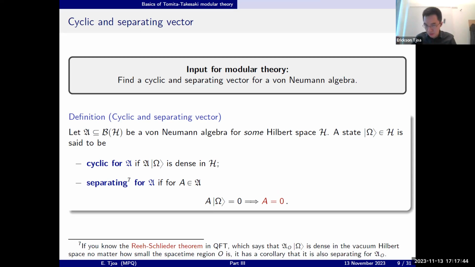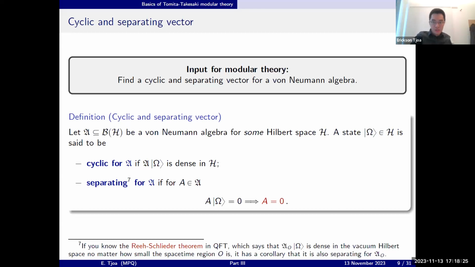First, you need an input. The first input you need is a cyclic and separating vector for a von Neumann algebra. This is something that I mentioned last session, but let me recall the definition. I give you a von Neumann algebra, which is a subalgebra of bounded operators acting on some Hilbert space. Now, a state in that Hilbert space is said to be cyclic for this algebra if you can essentially generate every vector by applying some operator there. The technical term is that the algebra multiplied by the vector is dense in the Hilbert space. And it is separating for this algebra if the only element in the algebra that can annihilate the state is the zero operator.